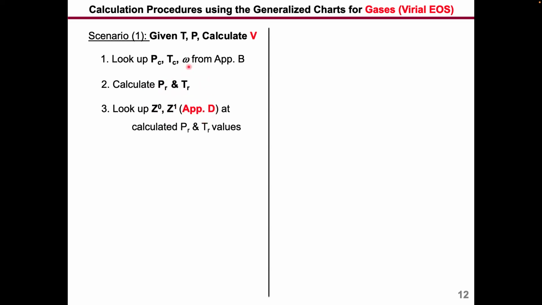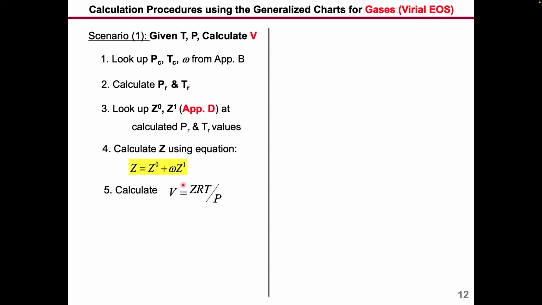So pretty much you know omega, Z0, Z1. And then basically you plug into this equation to calculate Z, the actual Z. And then from this Z value, you can calculate V. V is equal to ZRT divided by P, right? Now, if you remember, if Z is equal to 1, then that's how you calculate the ideal gas volume. But if this equation gives you Z not equal to 1, then your actual volume will have some deviation from that ideal gas volume, okay?